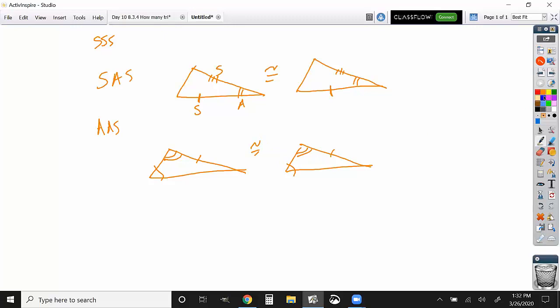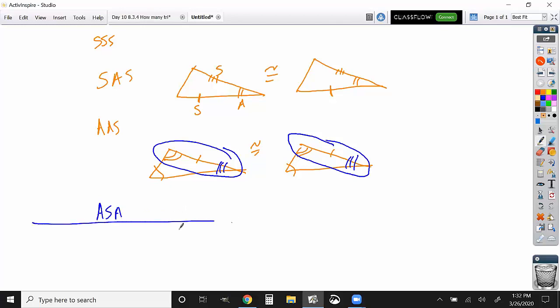Now, the reason why is that if these two angles are congruent to those two, then the third ones are congruent also, because it has to add up to 180, and that would make a side angle, or an angle side angle situation, which is the fourth one. Angle side angle also proves congruence.